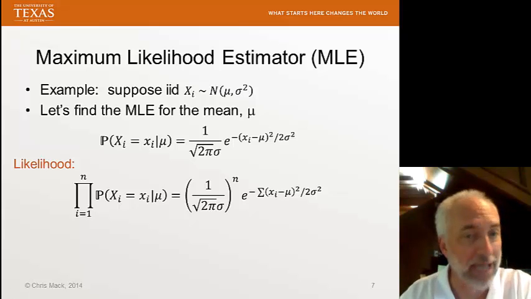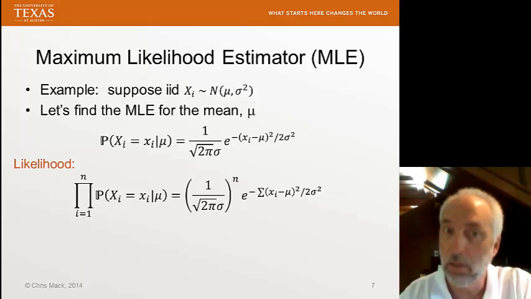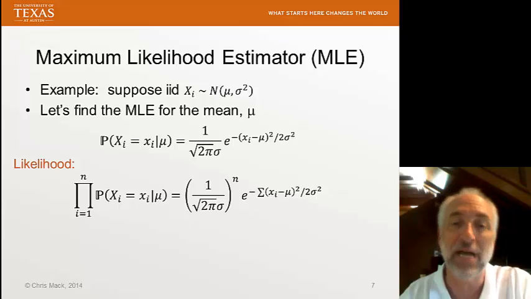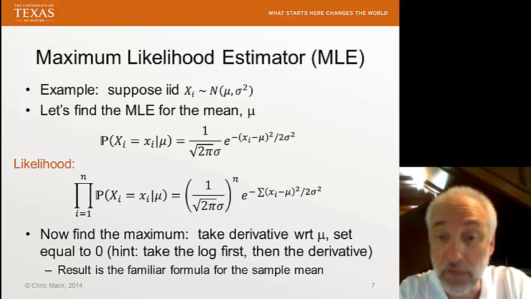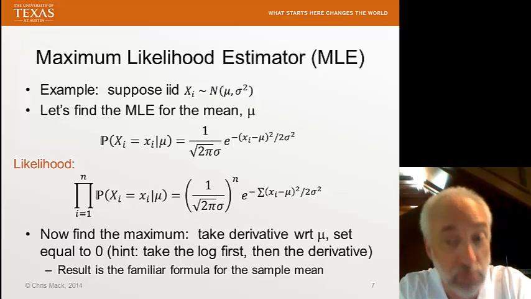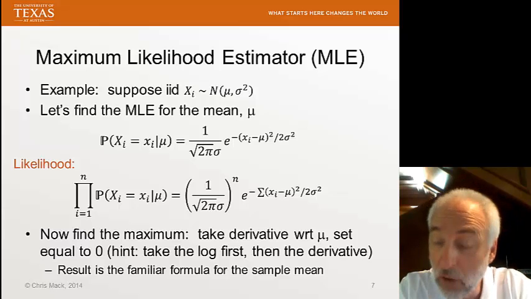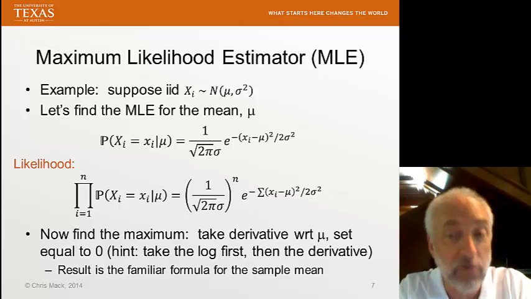Okay, I've got a likelihood function. What do I do with it? I want to find the value of mu that maximizes this likelihood function. In other words, I'll take the derivative of this equation with respect to mu, set it equal to 0, and then solve for the value of mu that satisfies that equation.